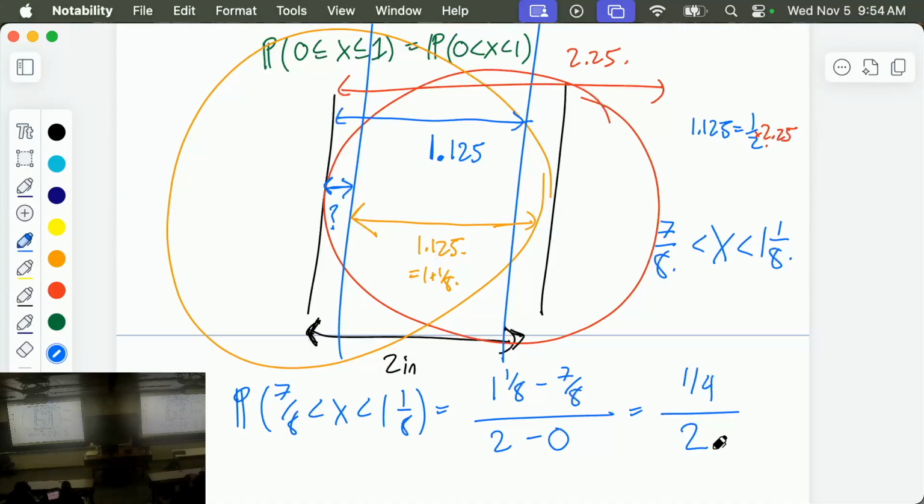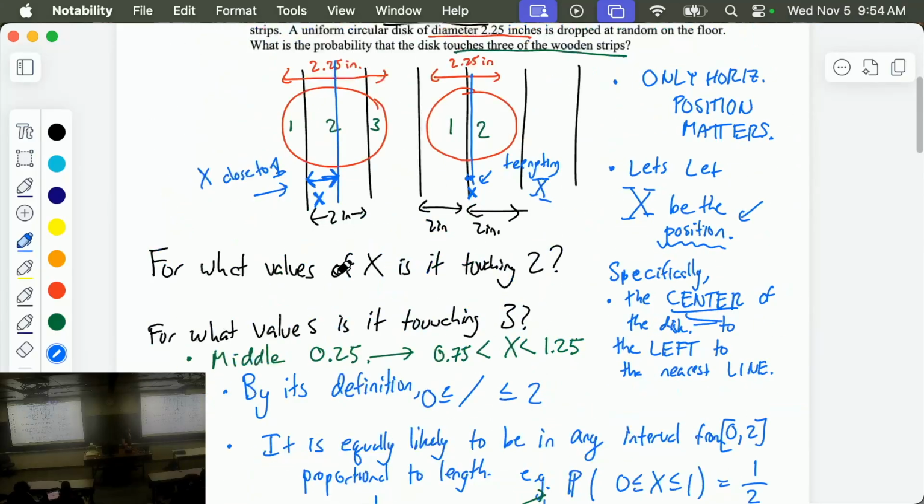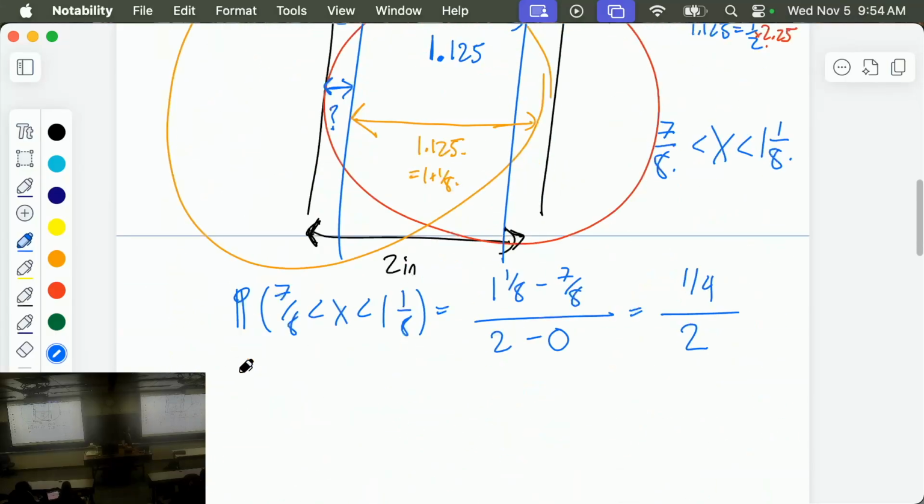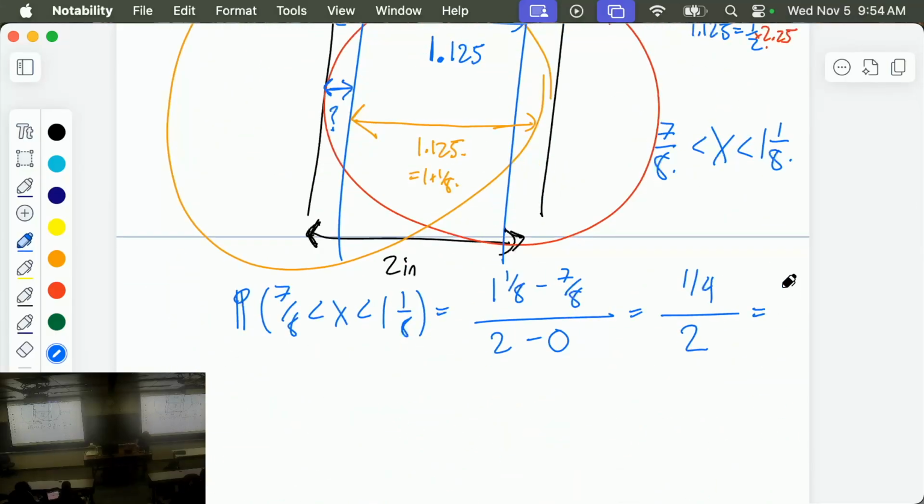And you could have maybe skipped the work of finding 7/8 to 1 and 1/8 by saying, I know that it has to be a quarter wide because of some reason. And I think that was kind of what was being suggested up here, which is a nice shortcut if you want to do it that way. And then finally, you get 1/8, which is the right answer. 1/8. So there's a 1/8 chance.